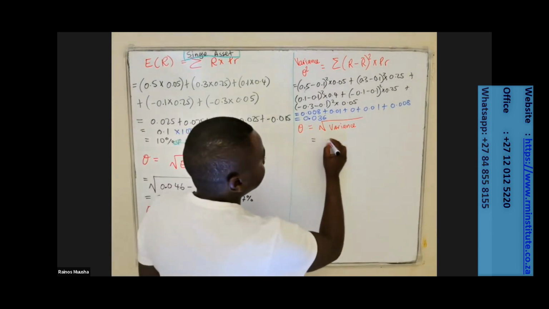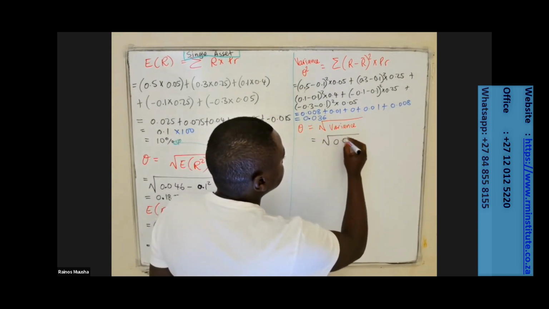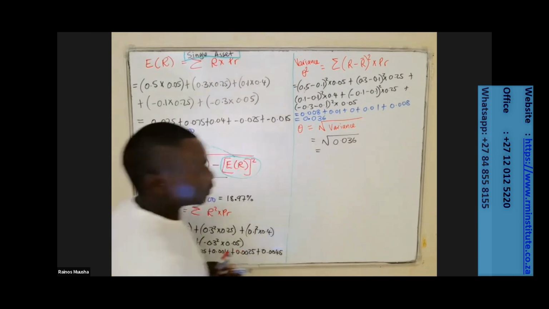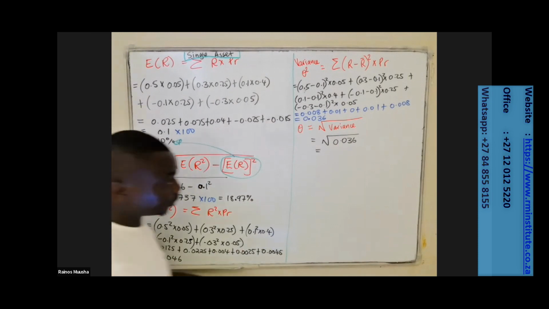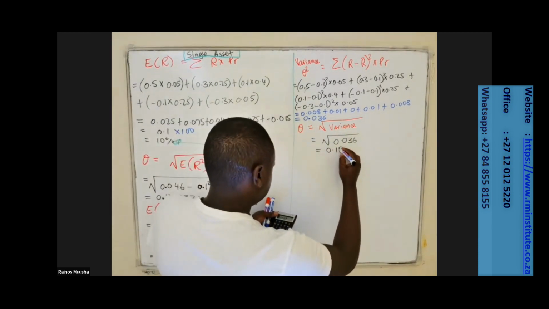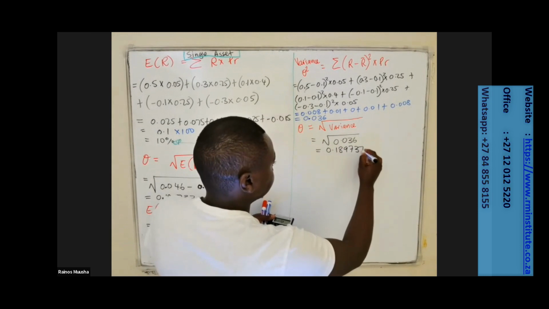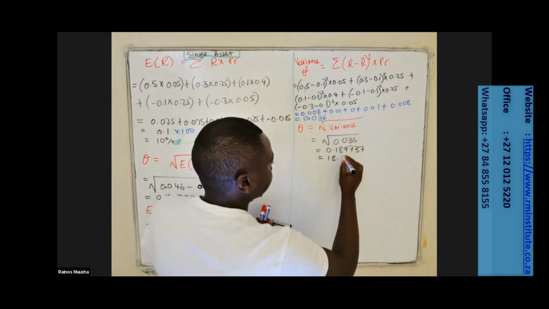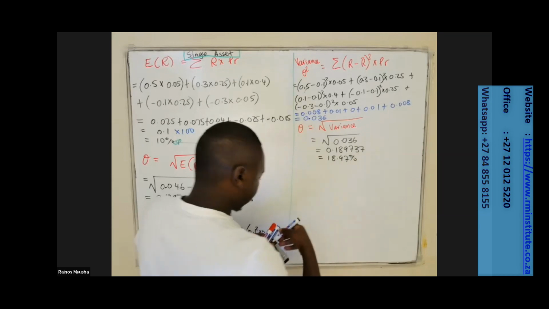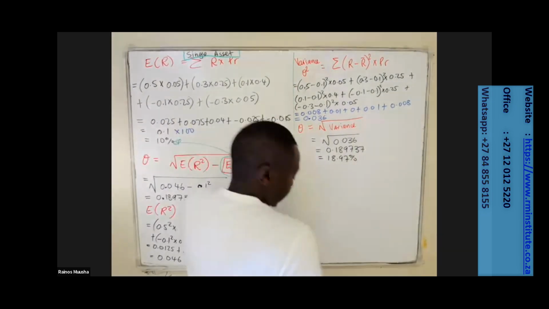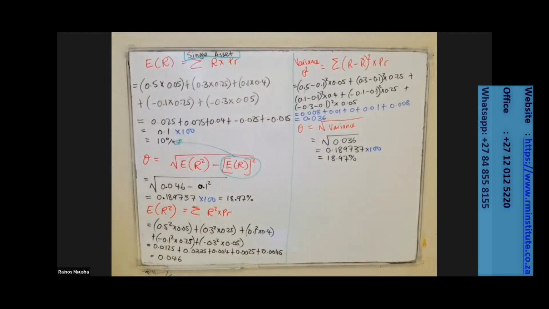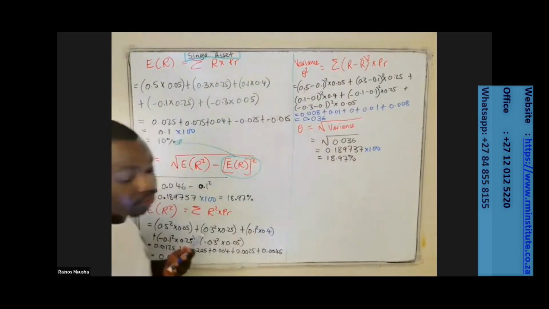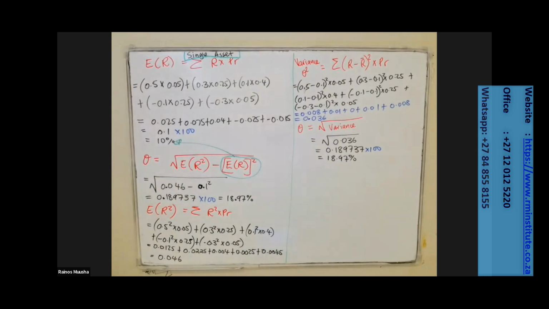Which means the standard deviation is going to be the square root of 0.036. And if you look for the square root of 0.036, you will get an amount of 0.189737, which equals 18.97% if you multiply this amount by 100 to make it a percentage. So do you see that whether you use this method or that method, it will still take you to the same answer at the end of the day?